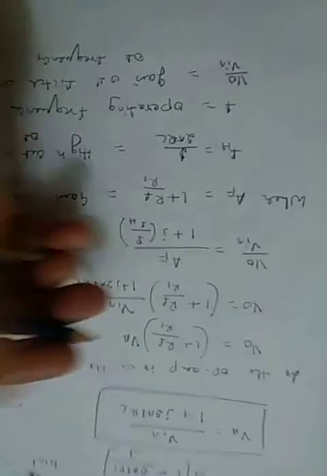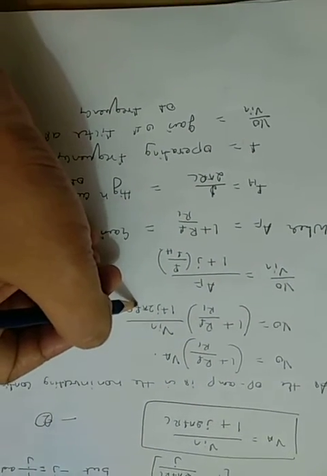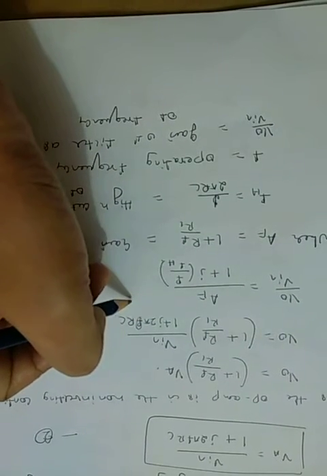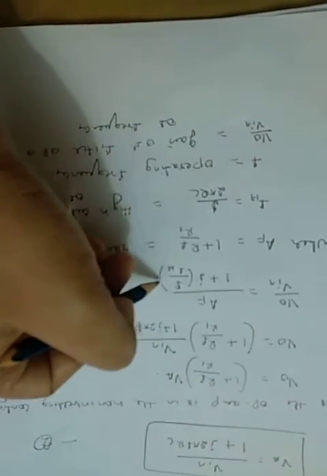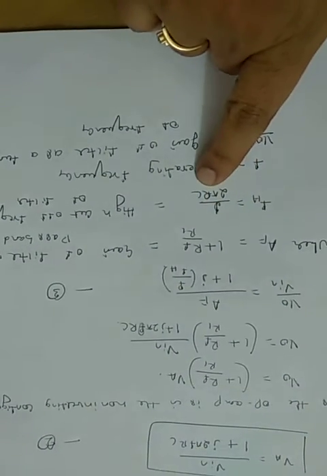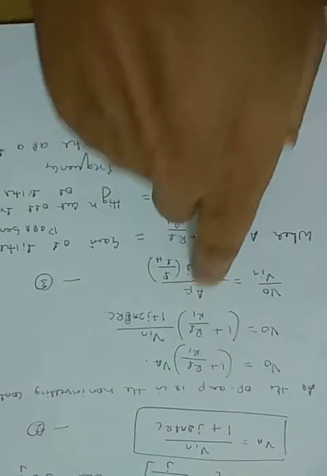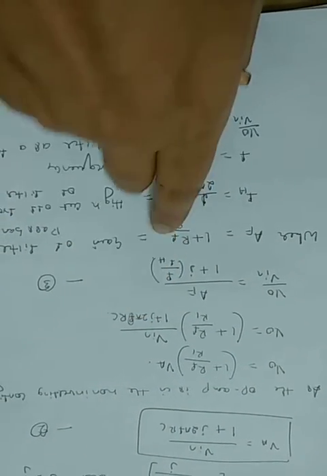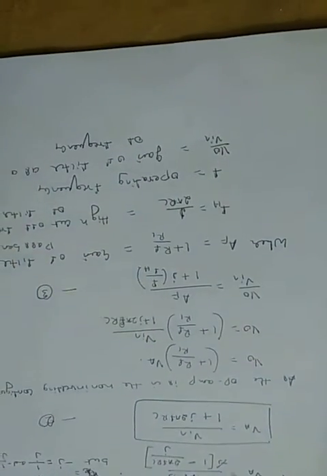Now I am replacing this with FH, where FH is 1 divided by 2 pi RC. I have kept j and written F divided by FH. So this equation can be written as V0 by Vin, which is 1 plus RF divided by R1, that is AF, divided by 1 plus j F by FH, where FH is the higher cutoff frequency of the low pass filter. For the low pass filter we have a higher cutoff frequency.